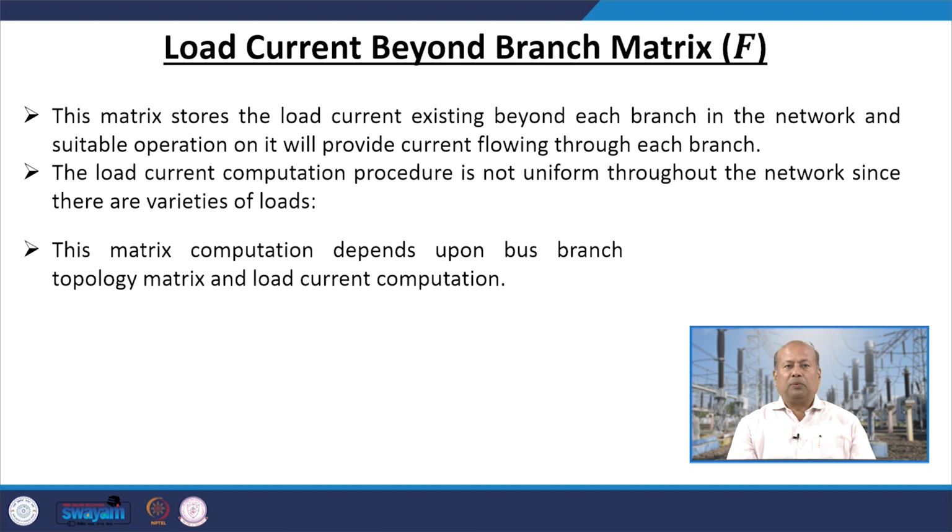We can slowly move to load current beyond branch matrix F. This matrix stores the load current existing beyond each branch in the network, and suitable operations on it will provide current flowing through each branch. The load current computation procedure is not uniform throughout the network since there are varieties of loads. This matrix computation depends upon bus branch topology matrix and load current computation.